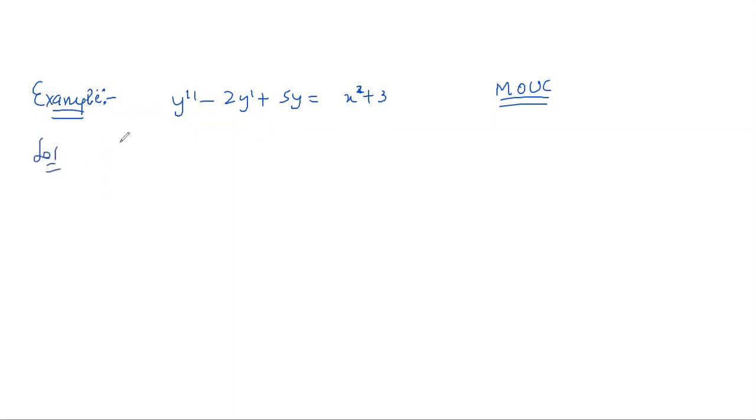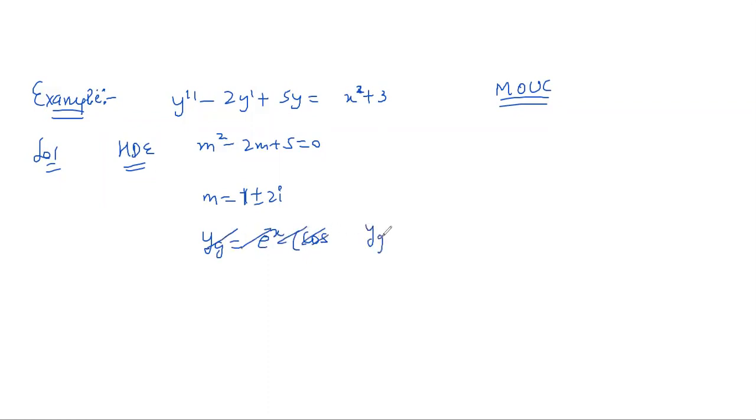So I'm quickly giving you the solution of the homogeneous differential equation. The auxiliary equation will be this, and its roots are going to be 1 ± 2i. So the general solution is going to be e^x (c1 cos 2x + c2 sin 2x). This is the general solution of the homogeneous differential equation. Now for the non-homogeneous differential equation, you have to assume the particular solution.